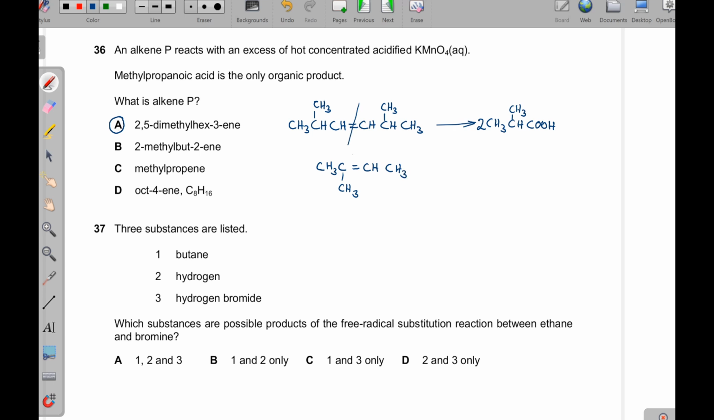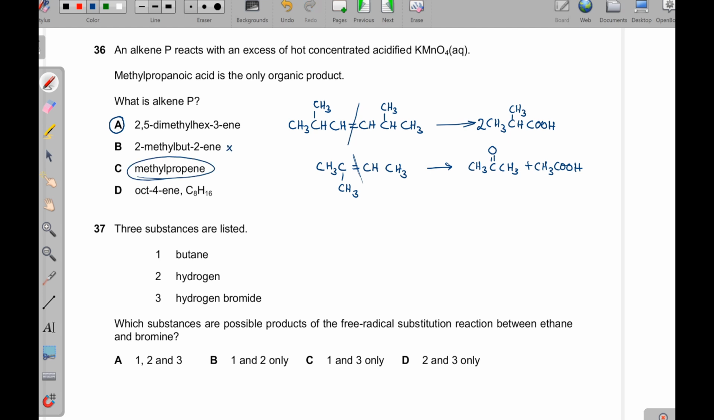Then when you oxidize this one here, it will go to a ketone. We shall get CH3, then C, then CH3, and this one will give us ethanoic acid, CH3COOH. You see that? And we are not getting methyl propanoic acid. So this one has to be off.